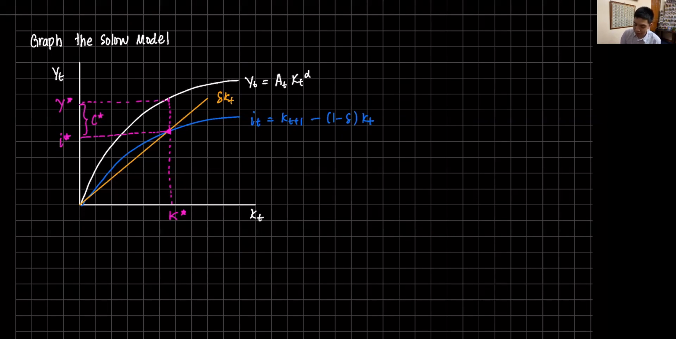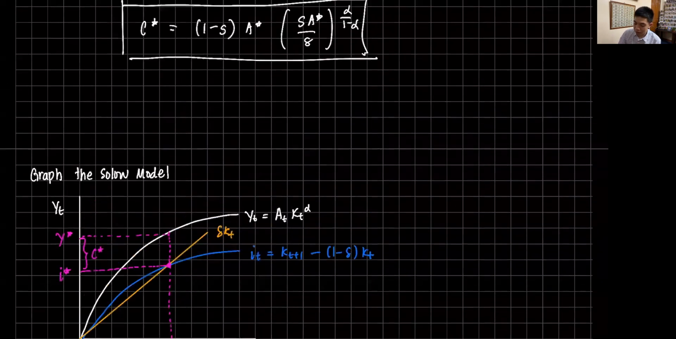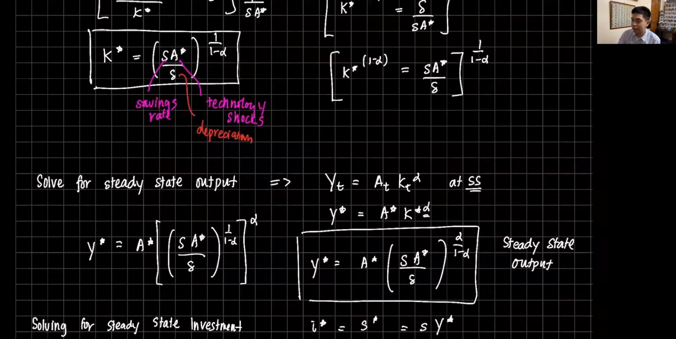So that's basically the Solow model and how we derive the steady states in the Solow model.